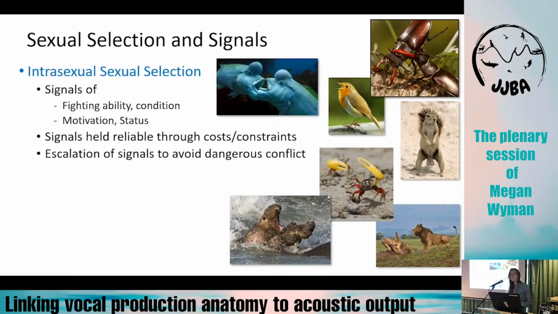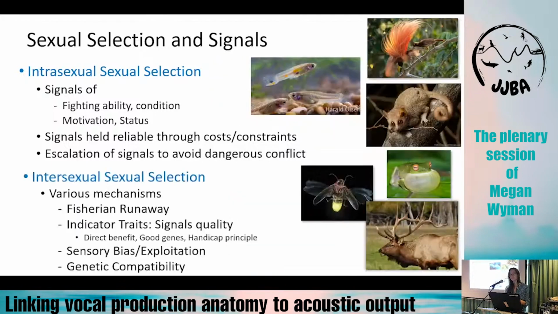Here is a quick overview of what types of signals these two types of sexual selection can drive. First, we have intrasexual selection, which is driving signals of fighting ability or condition, and can give information on motivation or status, like dominant status. Signals are often held reliable through costs or constraints, and this can be like your proximity risk or receiver retaliation risk. It could be a physical or a physiological constraint, so that you can't fake this signal. It could be an energetic cost. And often there's an escalation of signals that happens to avoid dangerous conflict between individuals.